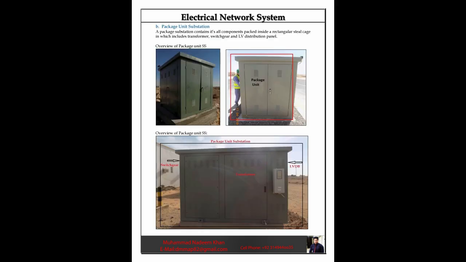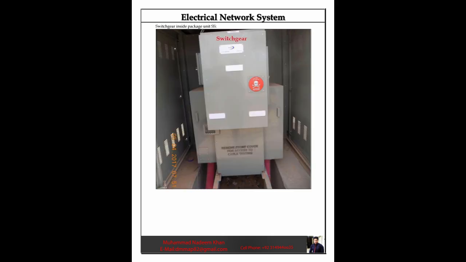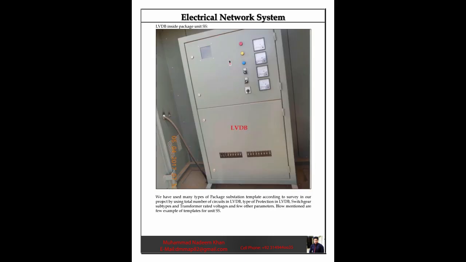B. Package unit substation. A package substation contains all its components packed inside a rectangular steel cage, which includes transformer, switchgear, and LV distribution panel. Overview of package unit SS. Transformer inside package unit SS. Switchgear inside package unit SS. LVDB inside package unit SS.